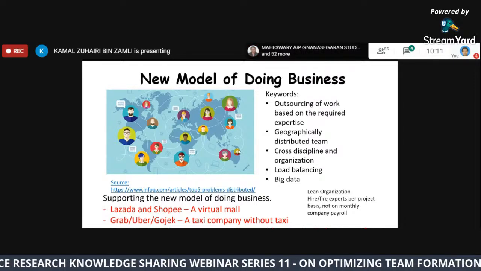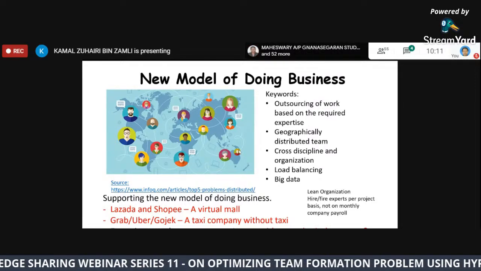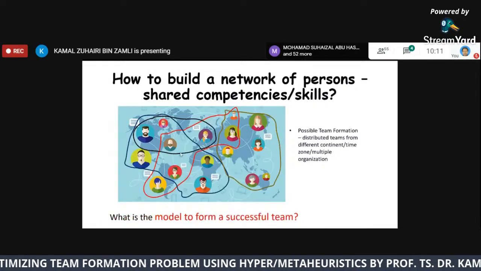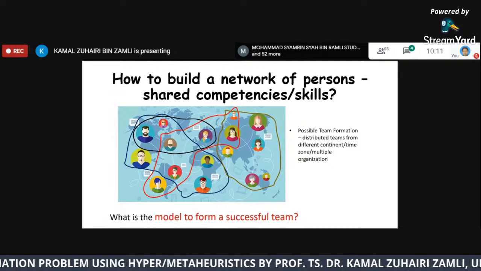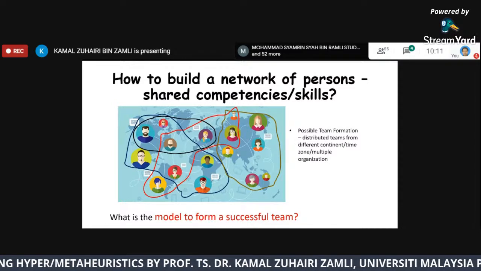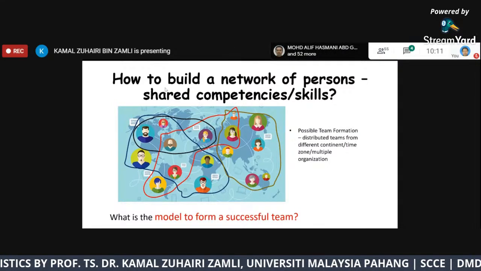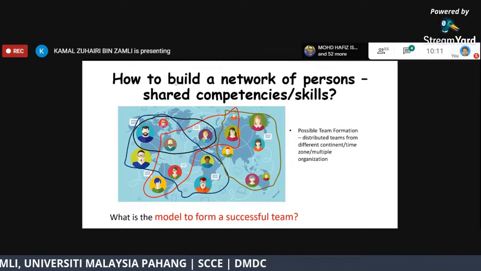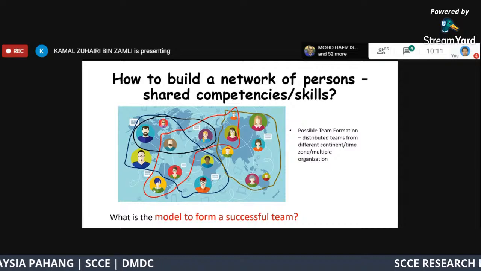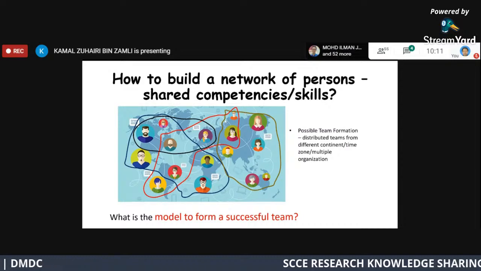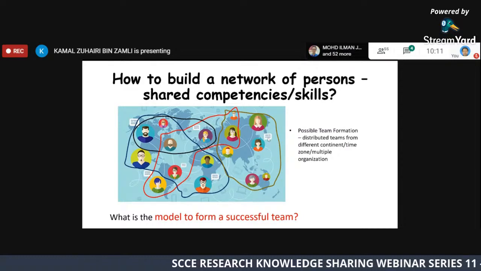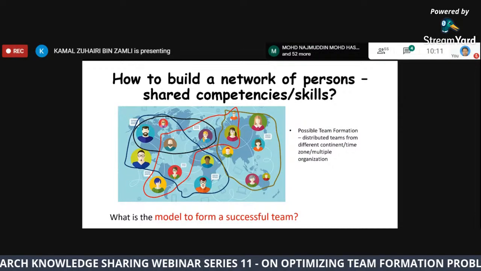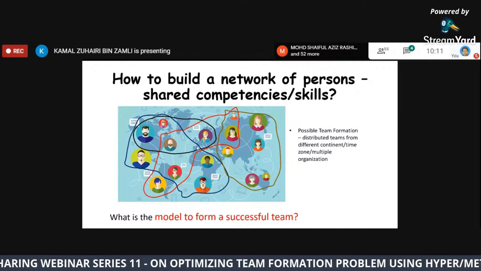If you look at the diagram here, you see many people from different parts of the world. The question is, how are you going to build a team from different parts of the world based on their shared competency? Let's say I want to build a team with certain expertise, and these are the people in the team with the same expertise, and there are different teams for different projects. You don't hire them permanently, but as per need. When you need, you hire them as a team and pay them. When they finish the project, you hire a different one.